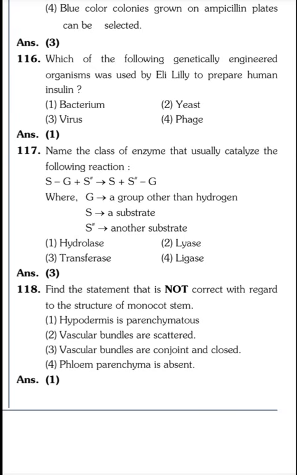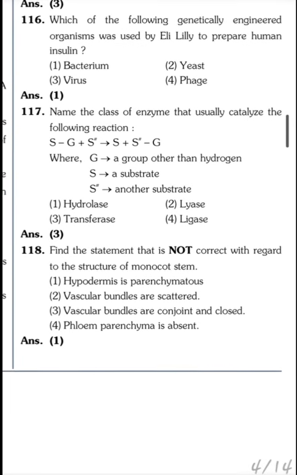If you look into this, that usually catalyzes the following reaction: SG plus S' forms S plus S'G, where G is a group. So the group has been shifted from substrate to substrate prime. It has been transferred from one substrate to another substrate. This is brought about by the enzyme transferase.